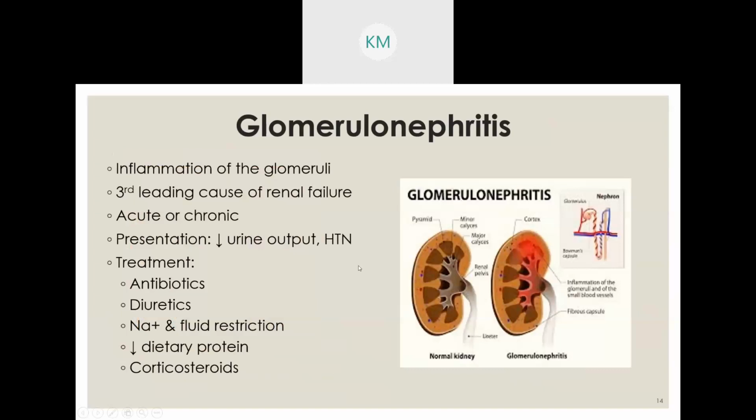All right, glomerulonephritis. It is the third leading cause of renal failure. Glomerulonephritis is classified as either acute or chronic. The acute form develops very quickly, usually as a secondary problem from an infection. The chronic form may result from the same reasons as the acute form, but may be genetic in nature. It develops over a longer period of time and often results in some level of permanent kidney damage.